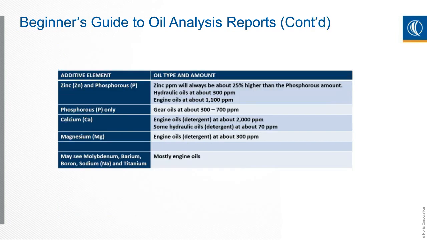Much like other aspects of oil analysis reports, for additive elements the best way to monitor these is with a frame of reference, and that's going to be your baseline oil sample. So you need to know what your new hydraulic oil, your new engine oil, your new gear oil is expected to have in parts per million of zinc or phosphorus or calcium, magnesium. That way you can look at your in-service oil and figure out how much is depleted and figure out where you're at.